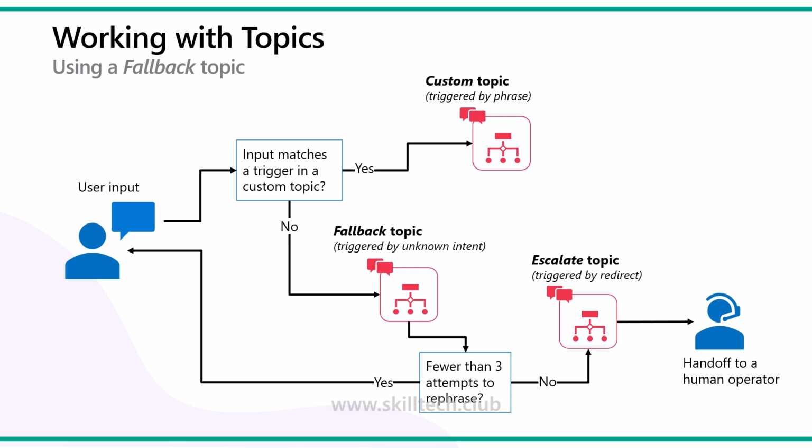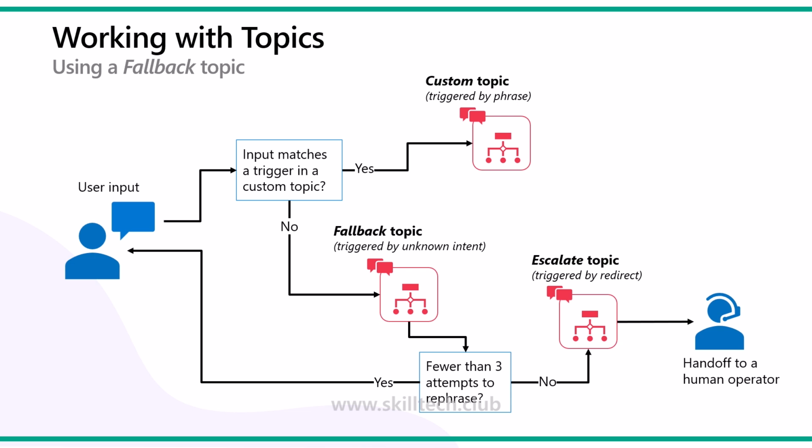So you can see in the first case, on the left side, we have a user input. When the user submits an input, the agent is going to use a natural language understanding model to parse that input into the user's intent. And then, based on the intent, it's going to attempt to find a custom topic with the corresponding trigger. If we find the custom topic, great. But if there is no matching custom topic available, then it will go into the fallback topic.